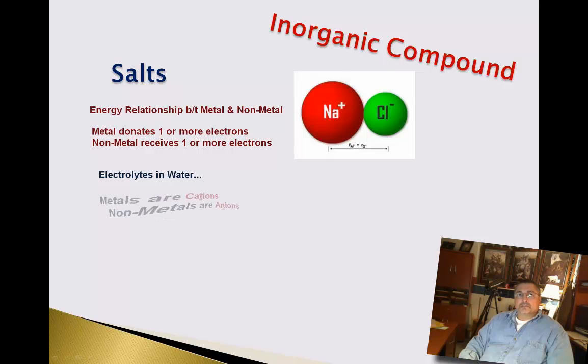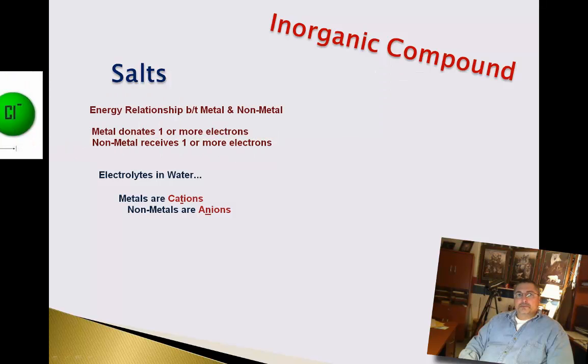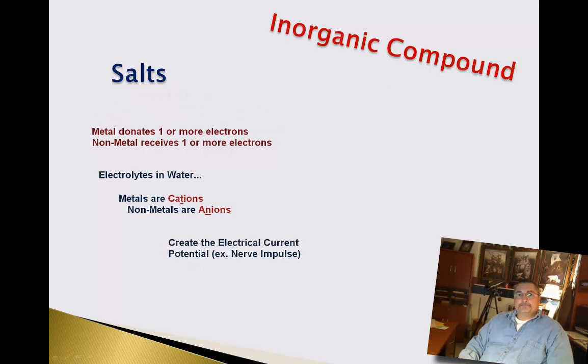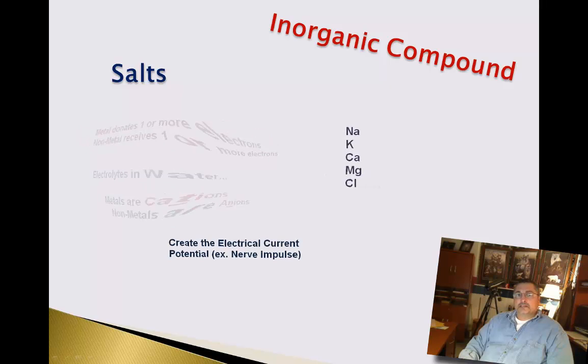There are the positive charged cations, which are going to be your metals that have donated one or more electrons, and there are the negative charged ions known as anions, which are going to be the nonmetals that have received one or more electrons. Now, these electrolytes are very essential to us. They do not determine pH or anything like that, but they are going to govern what kind of electrical currents we can have in our body. They do give us net charge potential. Key electrolytes are going to be sodium, potassium, calcium, magnesium.